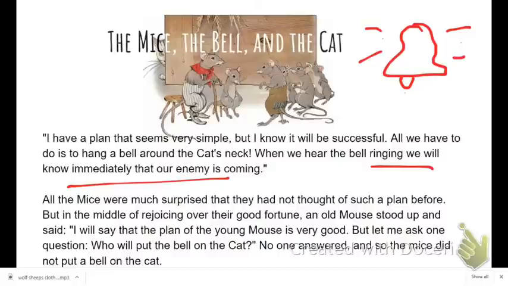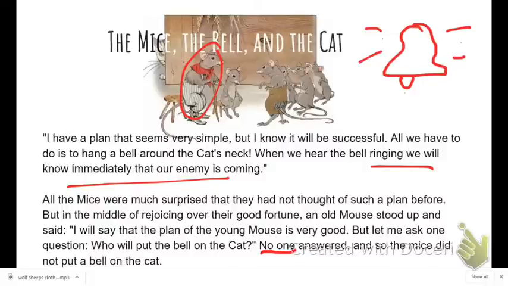All the mice were much surprised that they had not thought of such a plan before. But in the middle of the rejoicing over their good fortune, an old mouse stood up and said, I will say that the plan of the young mouse is very good, but let me ask one question. Who will put the bell on the cat? No one answered, and so the mice did not put a bell on the cat.